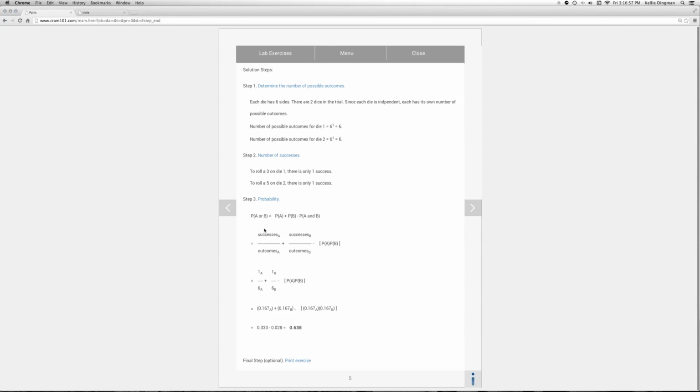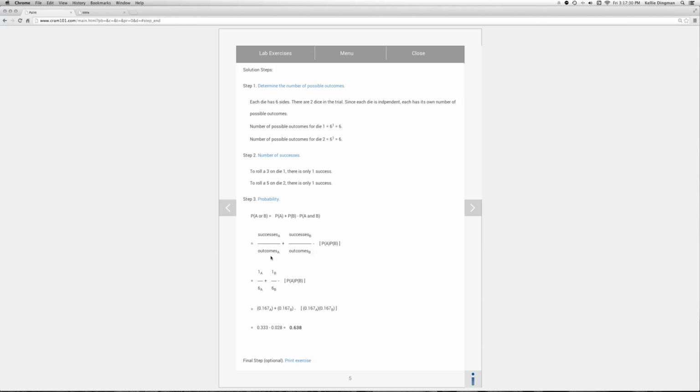Again, our formula: the probability of A or B is equal to the probability of A plus the probability of B minus the probability of A and B. Our A and B represent the 3 and the 5. So the probability of a 3 or a 5 is equal to the probability of getting a 3 plus the probability of getting a 5 minus the probability of getting a 3 and a 5. The simple probability formula is the number of successes over the number of outcomes.